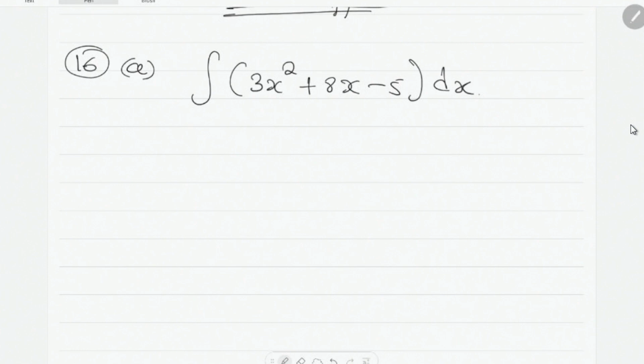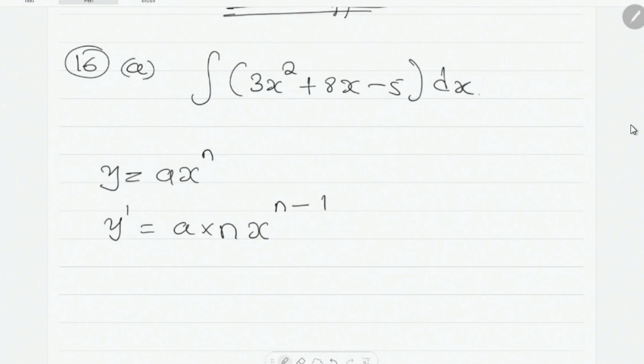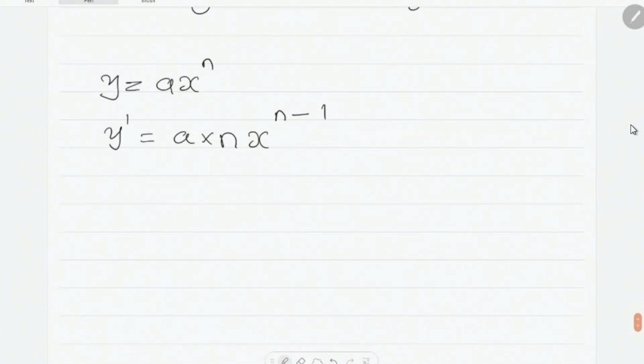To integrate a function simply means that we are taking it back to its general form. For example, if you have y as a function and you differentiate y, when you integrate the derivative of y, you are going to have the function y. So it's like the reverse process of differentiation. Let's say y is equal to a x raised to the power n, then y prime is a times n x, with the n subtracted by 1.